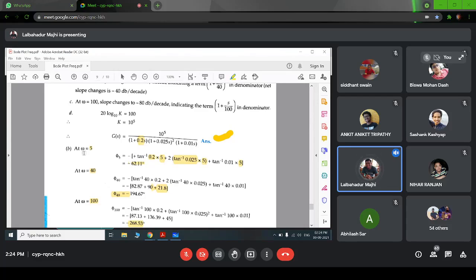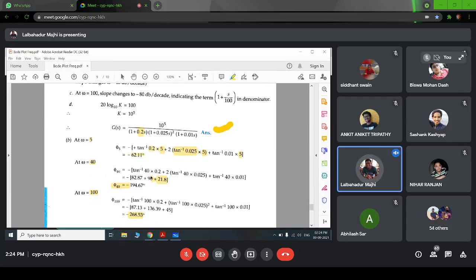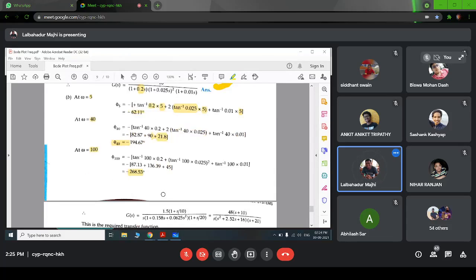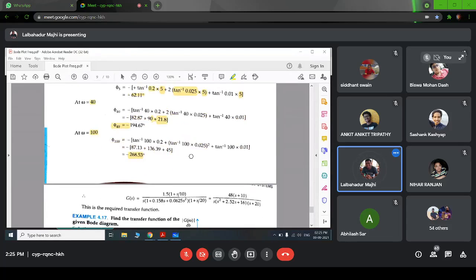That means at the frequency of 5 radian per second, the phase angle of the phase plot is minus 62.11 degrees. Similarly, at 40 radian per second, we can calculate by replacing omega with 40, and similarly at 100 radian per second, we can calculate the phase. So this can be converted into pole-zero format. Okay.